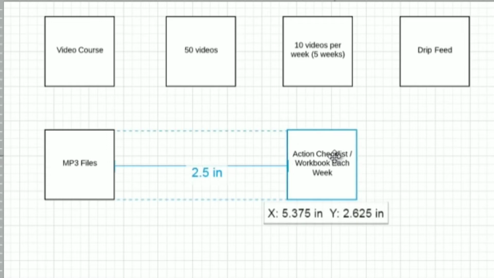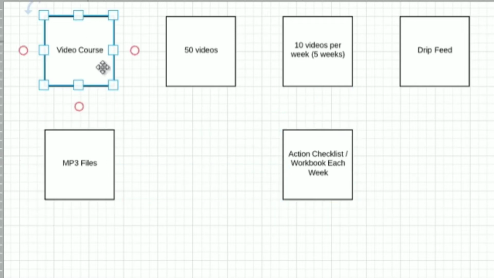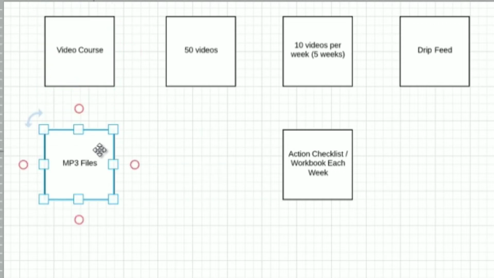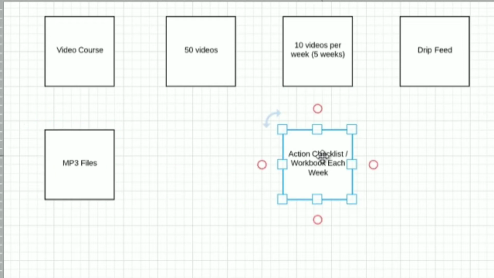All right, so now that we have talked about learning styles, I'm going to stick with videos. I'm going to do MP3 for auditory folks, and for people who are kinesthetic, who like to do hands-on stuff, so they like to follow along and actually do it along the way, we have the action checklist and workbook each week. So every week they get homework, so we can make this homework.